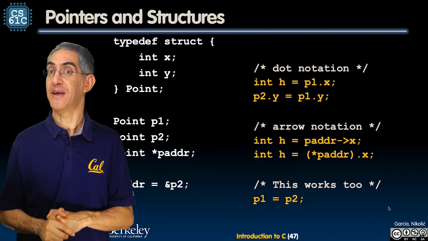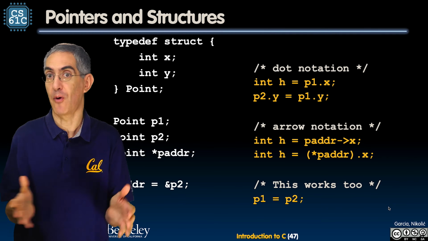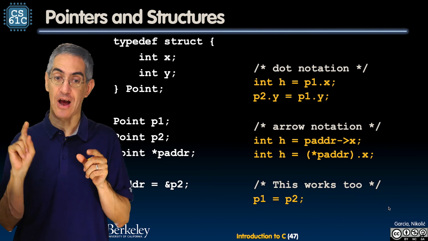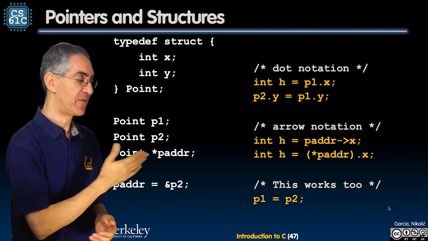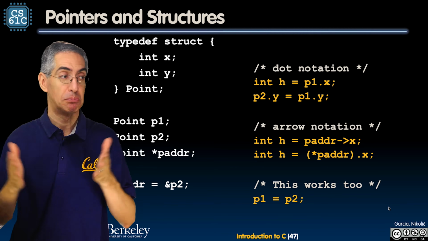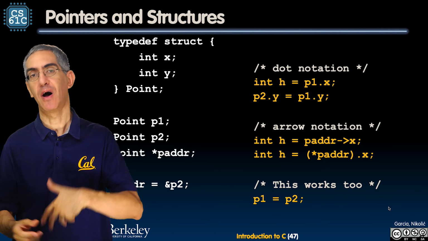Point star p address says I'm going to make this p address be a pointer to a point. It doesn't point there yet. The next line says p address now equals address of P2. Now p address points to P2. So now what can we do? Well, the first line, dot notation, says I can do int h equals p1.x. That's fine. That just grabs it and sets it to h. I can also set p1.y equals p2.y.